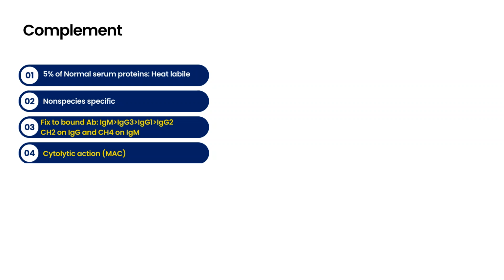The third and the most important thing is that complement can only fix or bind to bound antibody. So complement cannot bind to free antibody, complement cannot bind to free antigen. It can only bind to an antibody which is attached to antigen, and the antibody which has maximum ability to fix the complement is IgM, followed by IgG3, IgG1, and IgG2. IgG4 does not fix the complement. The binding site or fixation site on IgG is the CH2 domain, and on IgM it is the CH4 domain.